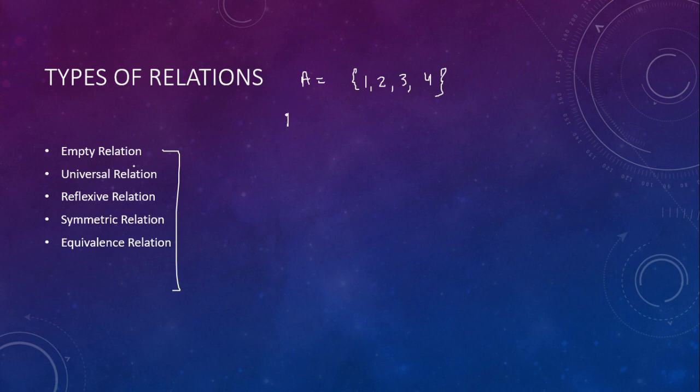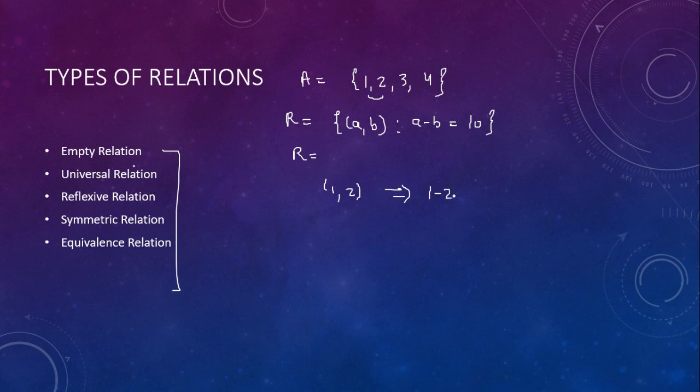Now, if the question is saying that you have to set up a relation in which the ordered pair A, B has a relation that the difference between these two numbers is 10. So what can you think of? Can you write it in roster form? For example, if you take the ordered pair 1 comma 2, then if it is following relation R, it should be 1 minus 2, which is minus 1, which is not equal to 10.